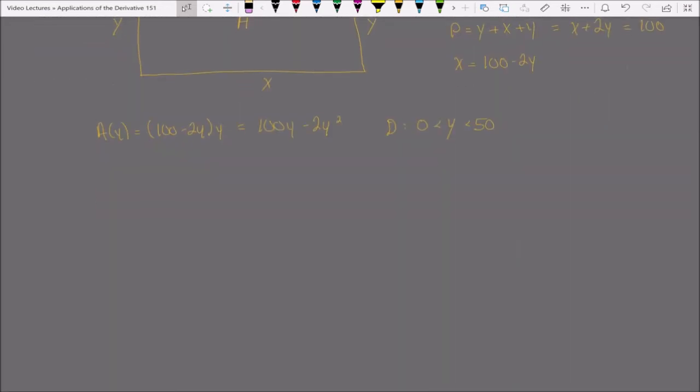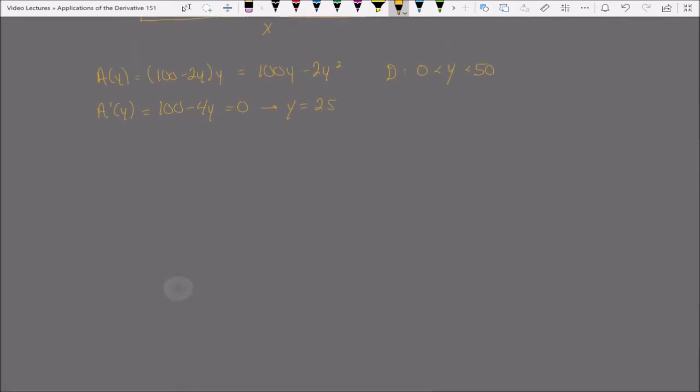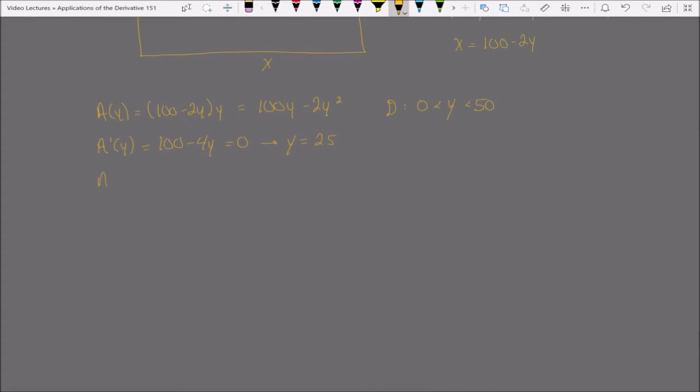Now to find extreme values, remember we took the derivative and set it equal to 0. This gives us y is equal to 25. Now we have to determine, is this a maximum or a minimum? Well, we can use the second derivative test. A double prime is negative 4. This means that A double prime of 25 is less than 0. So 25 does indeed result in a max.